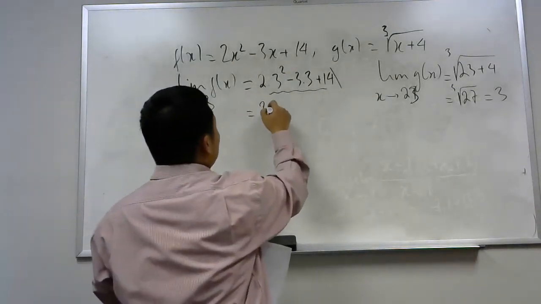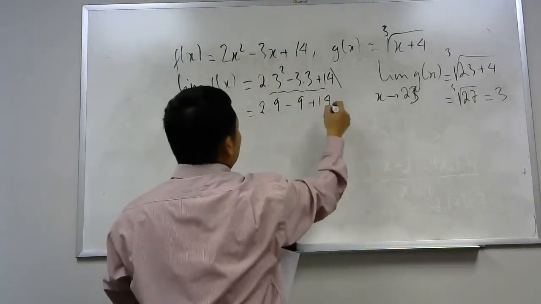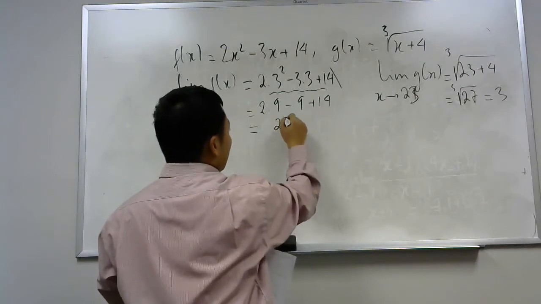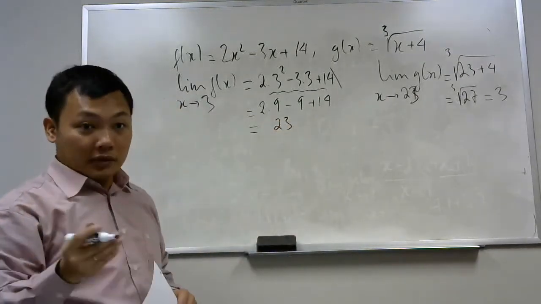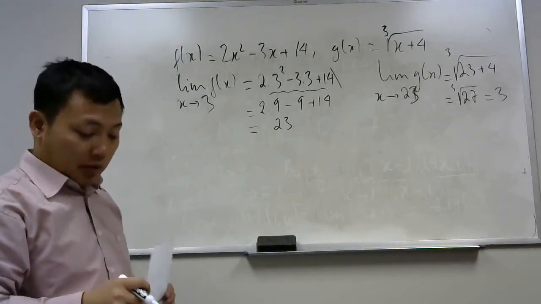So I have 2, that is 9 minus 9 plus 14, right? So here's 2, 9 minus 9 is 9, 9 plus 14 is 23. Okay? Don't do wrong in this computation.